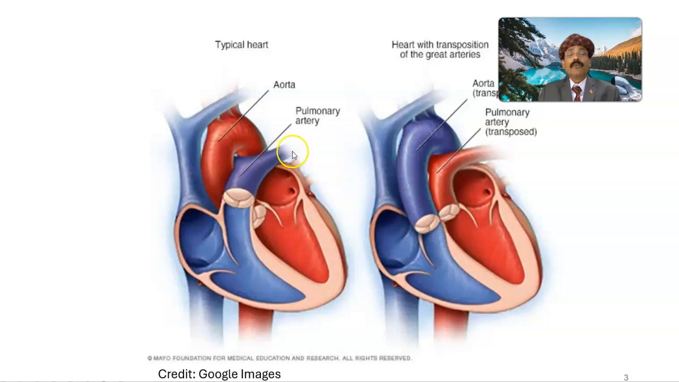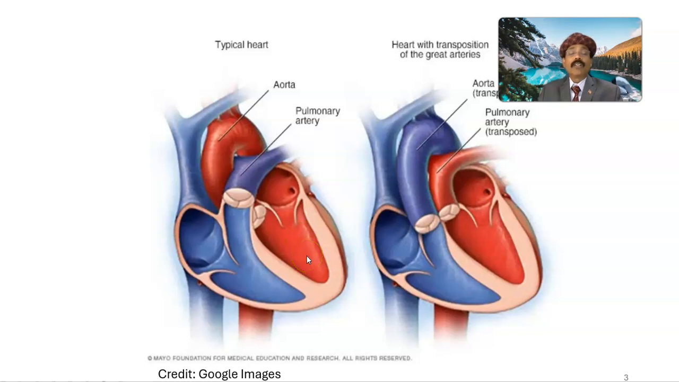So this will go to the lung for oxygenation, and blood will return back by the pulmonary veins. We have four pulmonary veins. I'm seeing here two, another two is hidden here. The oxygenated blood from the lung will come to the left atrium, then through the left atrioventricular valve or mitral valve or bicuspid valve, it will go to the left ventricle.